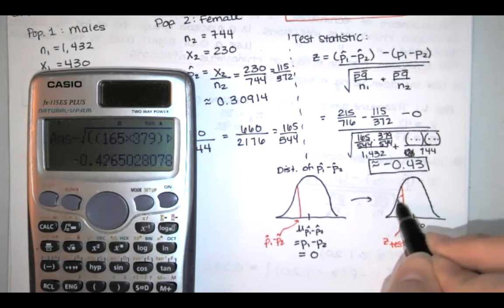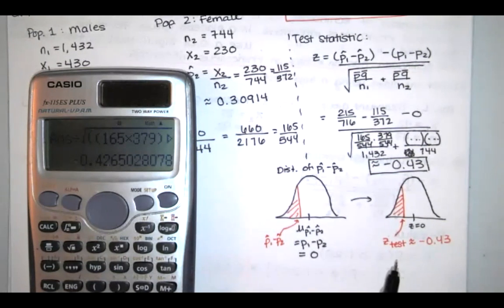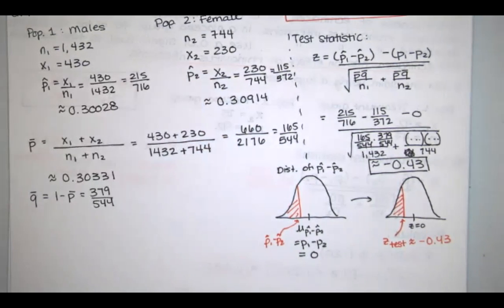And the question is, well, given our value of alpha, is that test statistic significantly low? Because if that test statistic is significantly low, that means P1 hat minus P2 hat is significantly low, and that means we could reject the null hypothesis. If it's not significantly low, then that means that the null hypothesis may be true, so we would fail to reject the null hypothesis in that case. So that's one way of doing this.